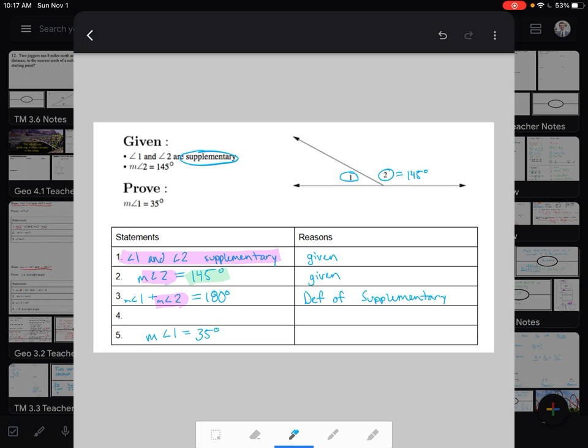So we can take those two and switch them. We're going to rewrite the measure of angle 1 plus the measure of angle 2 equals 180 degrees, and the only thing we're going to change is we're going to swap out the measure of angle 2 with, in green, 145 degrees. When we swap something out, we call that the substitution property.